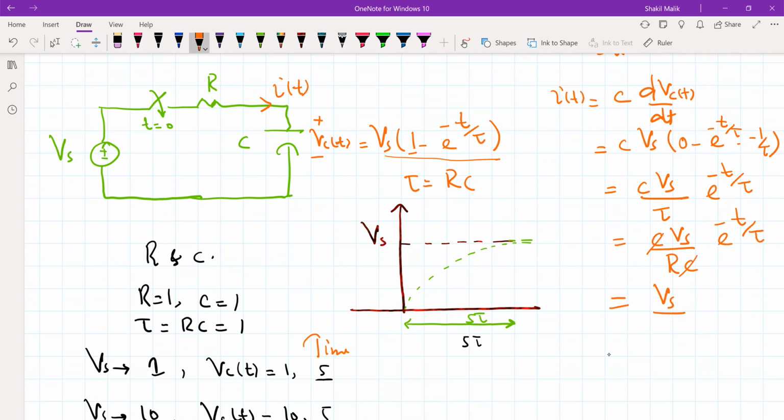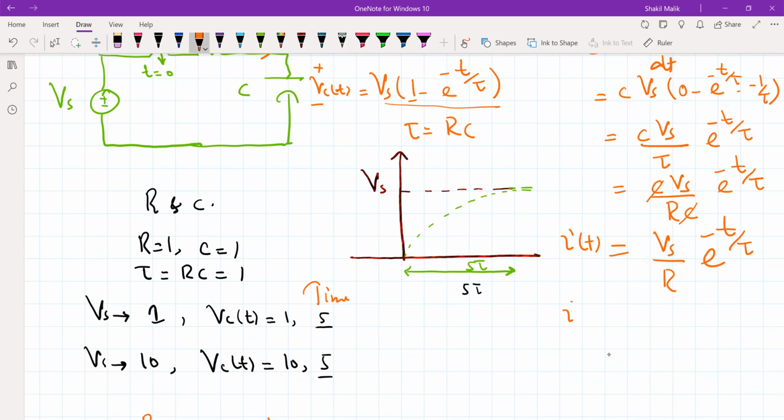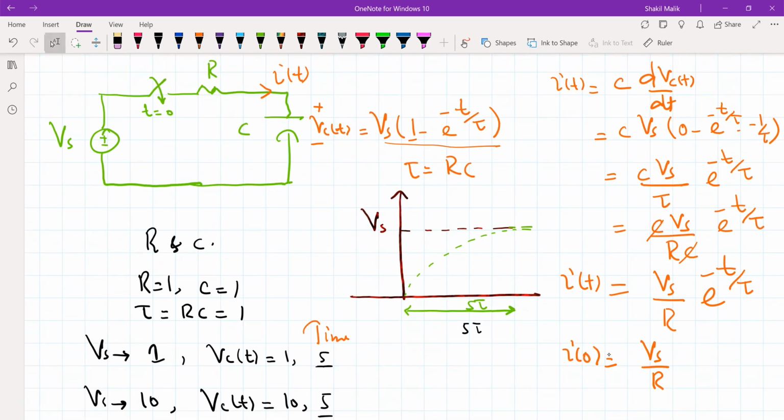So it will be Vs by R e to the power of minus t by tau. So this is the current that flows. Now at t equal to 0, can you tell me the value? At t equal to 0, the value of this capacitor current, or the current that flows in the circuit, is Vs by R.